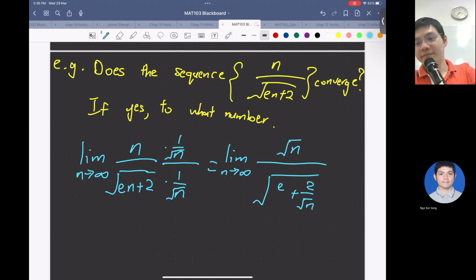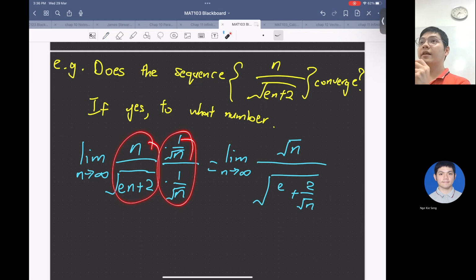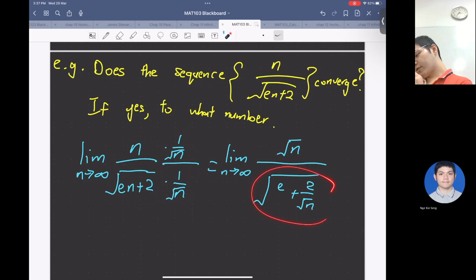So what about now? Okay, so we are actually multiplying by 1 to this sequence. It's like we are doing nothing to this sequence here. But from here, there's something quite obvious. You can see it or not?